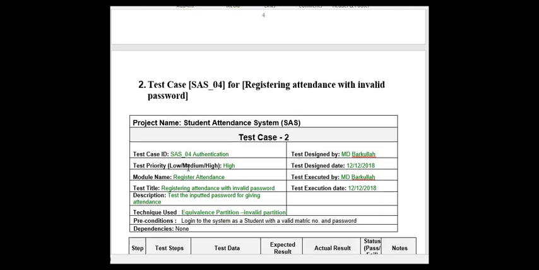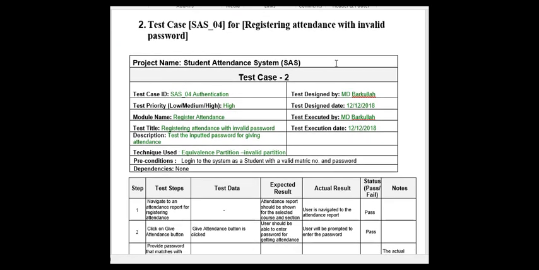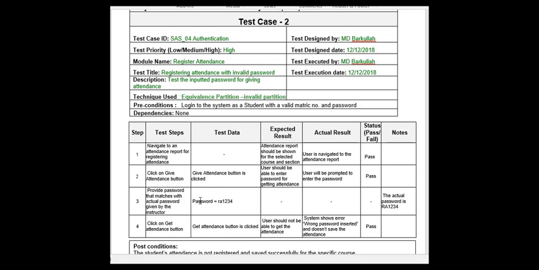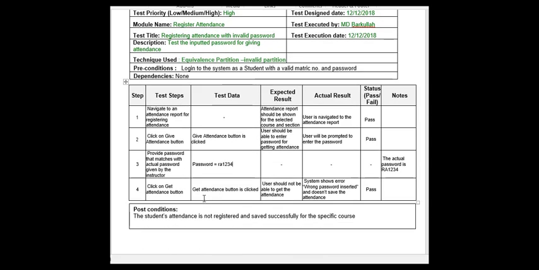Then for the invalid password, when the student inputs the wrong password, then after hitting the get attendance button, the student should not be able to get the attendance. So there should be an error, wrong password inserted, like this.